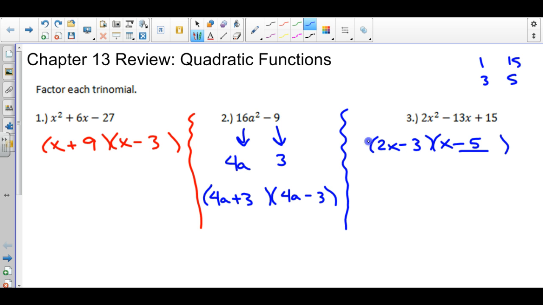And again, the reason for that is if you do 2x times x, that's the 2x squared. Now 2x times negative 5 is negative 10x, and if you have a negative 3 times x, that's going to give you negative 3x. So again, the negative 10x and the negative 3x are where the negative 13x is coming from. The negative 3 times negative 5 is positive 15. So you can use that distributive property to check your answer, but that is it.